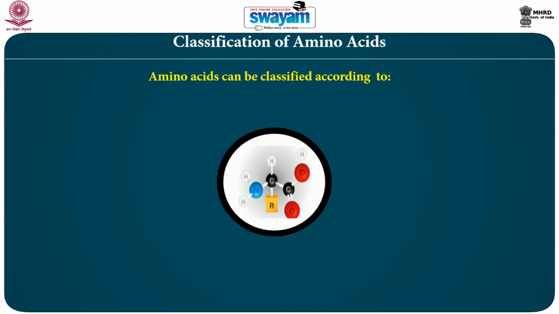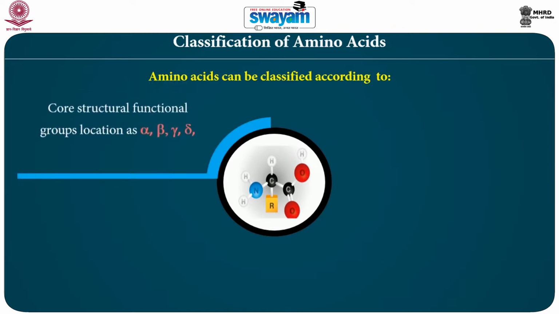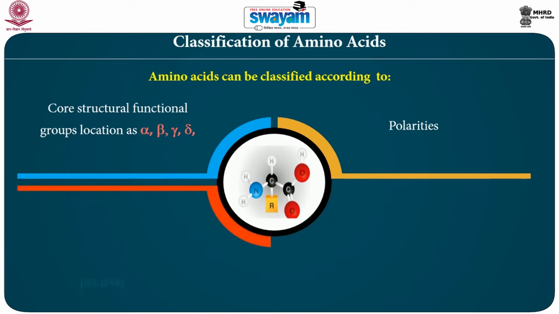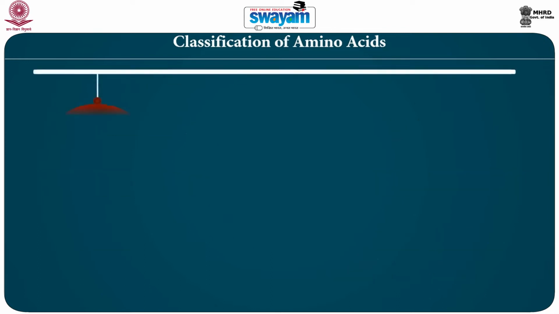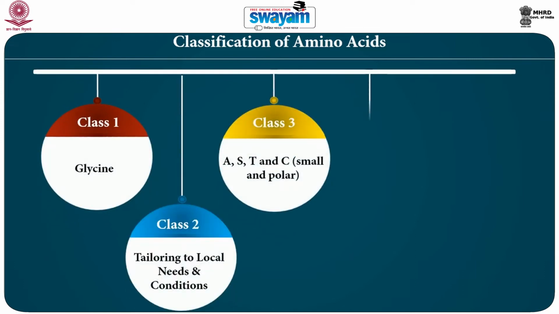Amino acids can be classified according to core functional group location as alpha, beta, gamma, and delta; based on polarities: positively charged, negatively charged, non-polar, polar; based on pH level; based on side chain group type: aliphatic, acyclic, aromatic, hydrophobic, presence of sulfur, etc. There is another way to classify amino acids based on sizes.